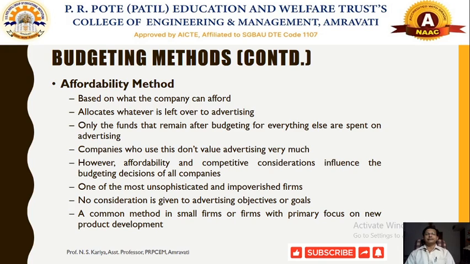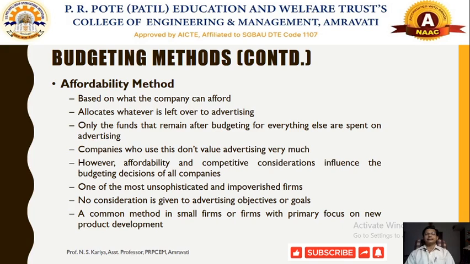However, the affordability and competitive considerations influence the budgeting decisions of all the companies. Now it finally depends on how much the company can afford to allocate to that particular budget. Suppose the company requires an advertising expenditure of, say, 10 crore, 20 crore, or something else. The majority of companies like HUL have more than, say, 20,000 crore of advertising expenditure.